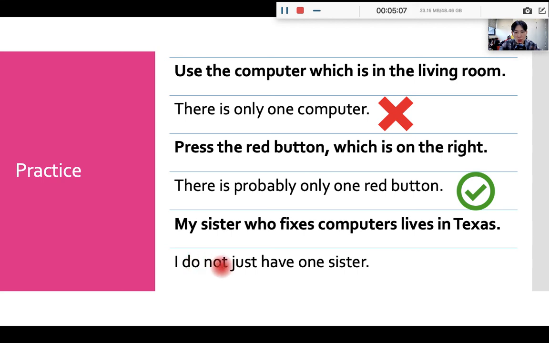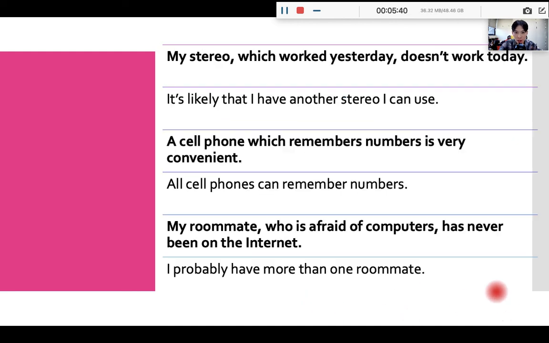My sister who fixes computers lives in Texas. For this one, do you see any commas? No. So this is a defining relative clause. This person might have many sisters. Then he or she needs to give us a relative clause to help us identify which sister he or she is talking about. So I do not just have one sister. This is also right. Okay, let's take a look at a couple more examples.